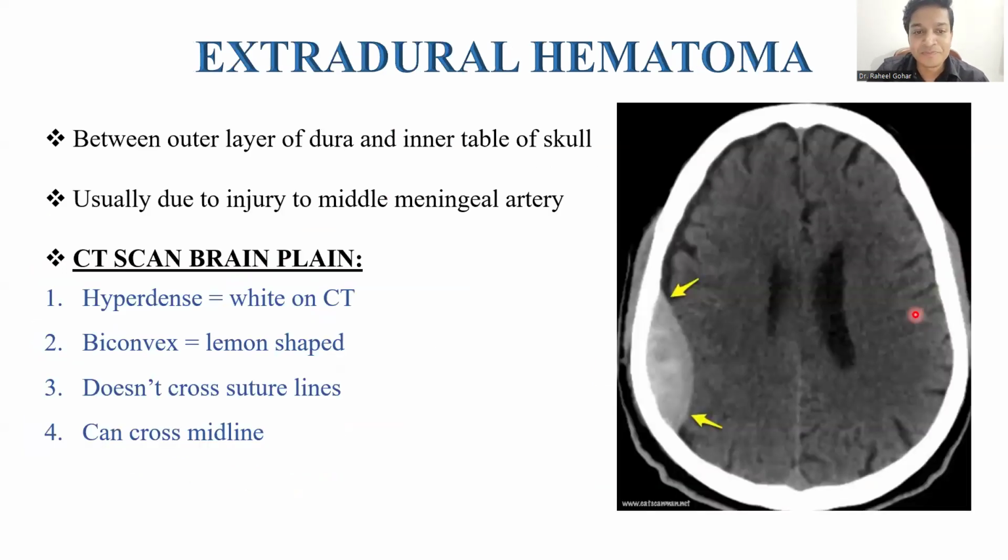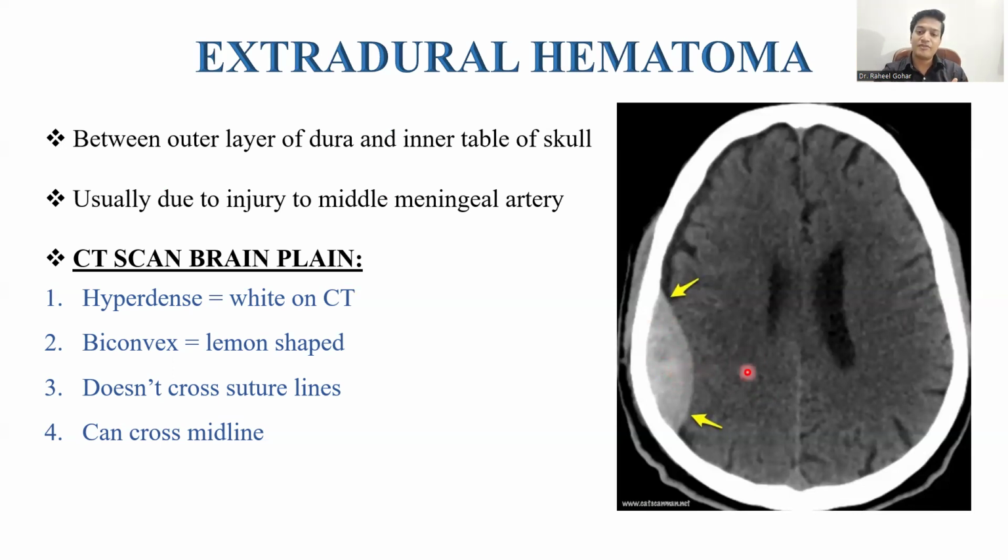So again now, as you can see here, extradural hematoma, this is the CT scan brain plain, and we can see a hyperdense area in the right frontoparietal region. You can appreciate that it is hyperdense. So if the patient has come to us with trauma and we see the CT scan and you see a hyperdense area inside the brain, as you can see here, obviously it is acute blood.